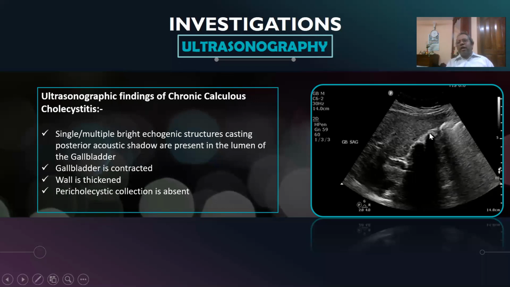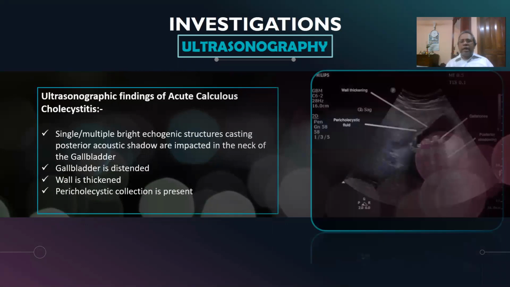That means there is a repeated tract of infection. So the wall is thickened, the gallbladder is contracted, the lumen is contracted. So the bile is not moved inside the lumen. So this is about the chronic, the echogenic structure with the shadow. That echogenic structure casts an acoustic posterior shadow, and the gallbladder is contracted, and also to some extent has a thick wall. So the diagnosis is chronic calculus cholecystitis. But there is no pericholecystic collection there.